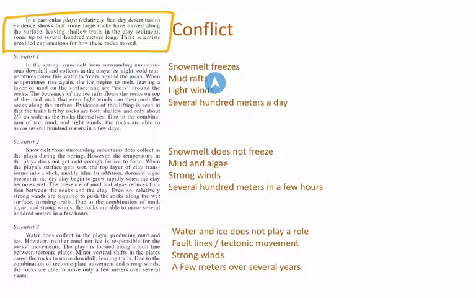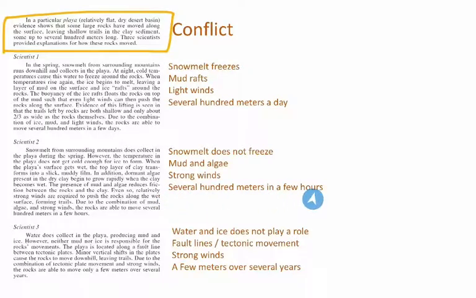Scientist 1 says snow melt freezes, creates mud rafts, light winds, and they move several hundred meters a day. Scientist 2 said there is snow melt, but it does not freeze. So that's a difference from scientist 1. It's a combination of mud and algae. So mud and algae reduces friction, causing them to move. There are strong winds that cause them to move, so that's different as well. And they move several hundred meters in a few hours.